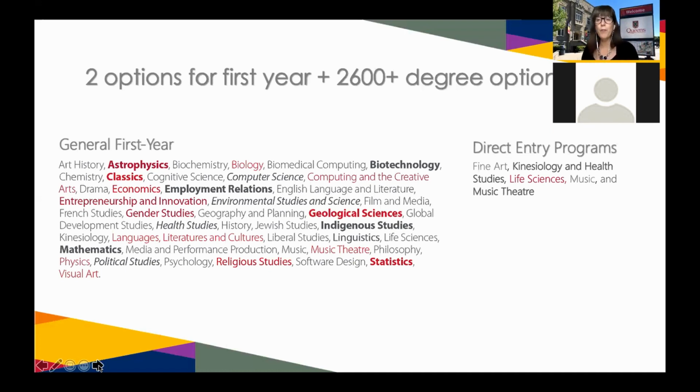In addition to the general first year in arts or a general first year in science, we do have a handful of direct entry programs. These are programs that are a little bit more specialized. You can see them listed there. So fine art, that's visual art, sort of studio art, kinesiology, life sciences, music, and music theater. And so those are programs that have a few more requirements, and then you apply to them directly for first year. Okay, next.